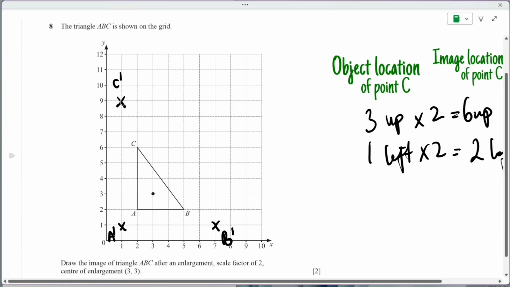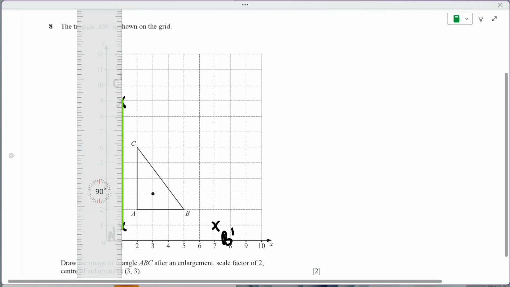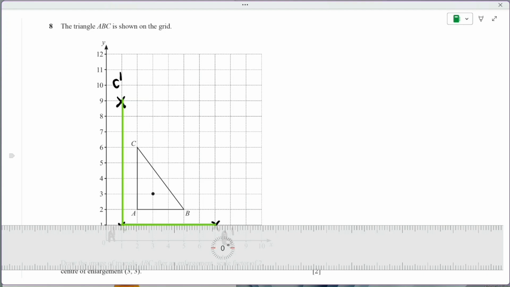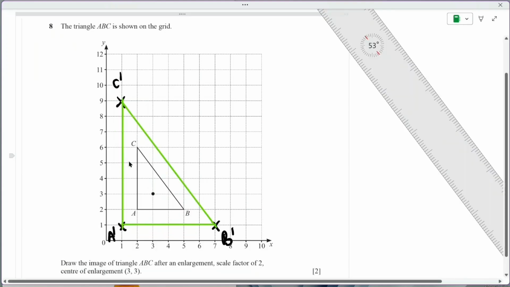At this point, we can now join the points to form the triangle. Let's start by joining point AC, the vertical part of the triangle. Then we join point AB. Lastly, we join point BC. And this is our enlarged triangle. So we have the image as the green triangle.